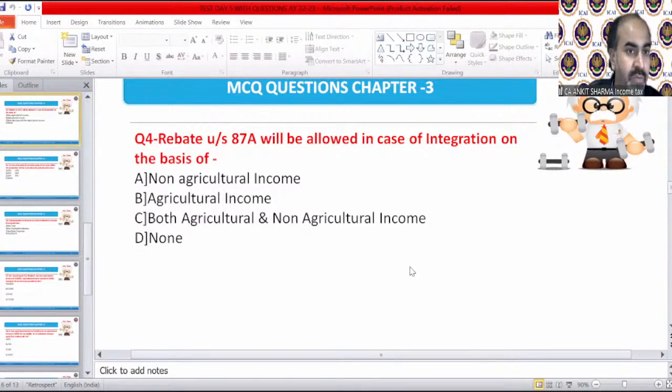Okay, question number 4 answer has come. The correct answer was of course non-agricultural income. A lot of you have answered me correctly. Very nice. Well done. Question number 5.